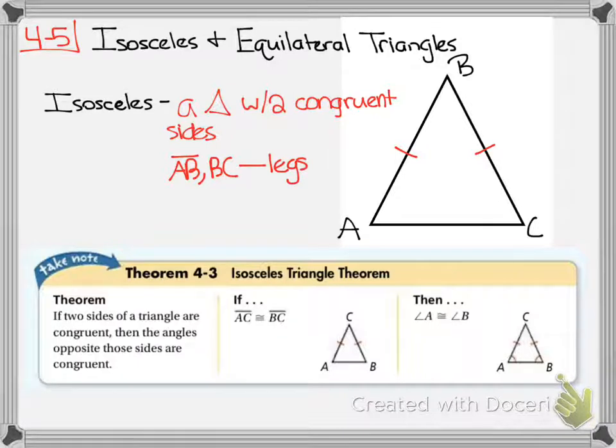The side that is not congruent to any of the others, so here AC, that's called your base. It's the base of your triangle. The two angles that touch the base, so here angle A and angle C, they both touch that base AC. Those are called your base angles. And the other angle in that triangle, angle B here, that is called the vertex angle.